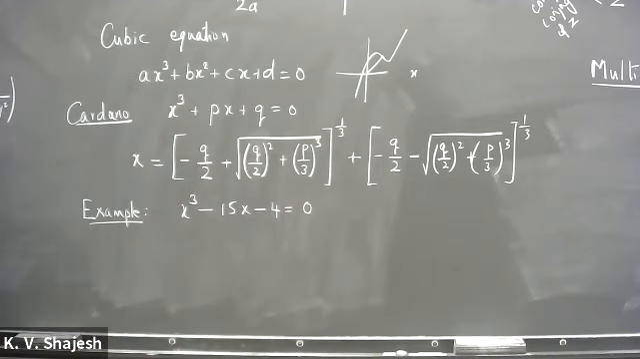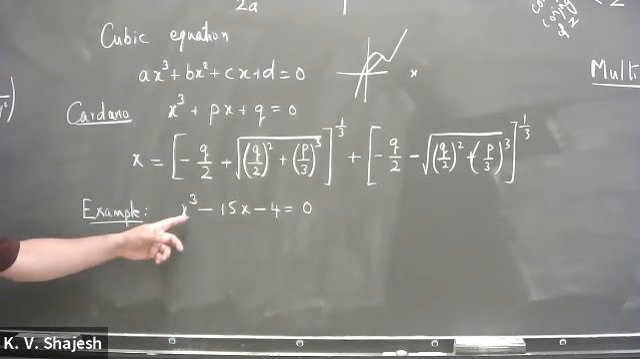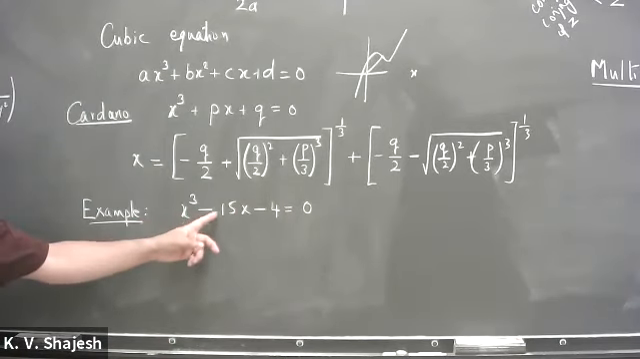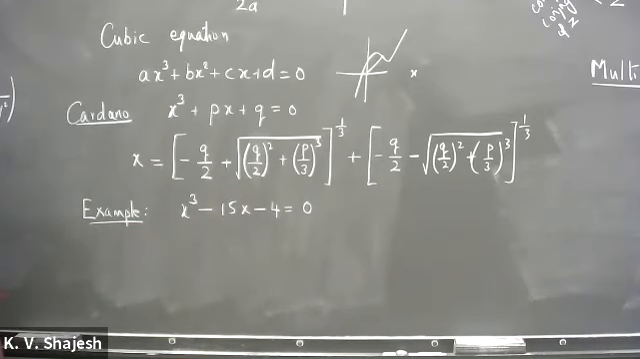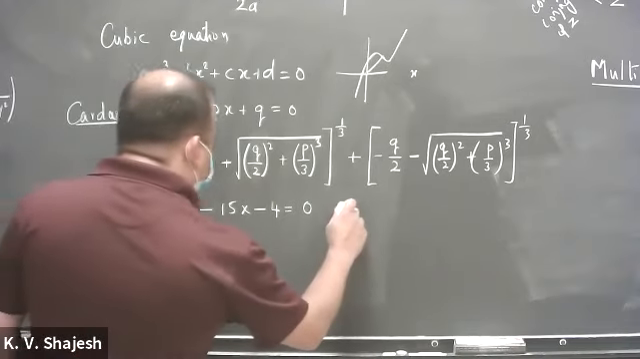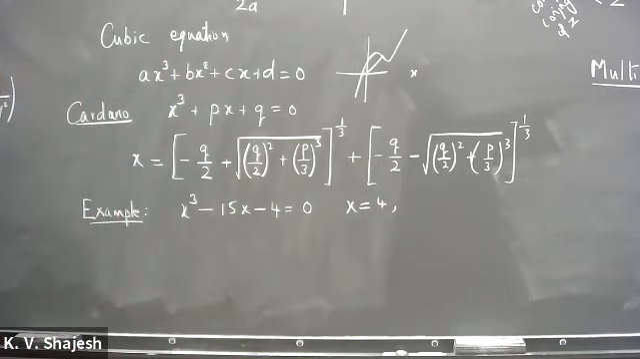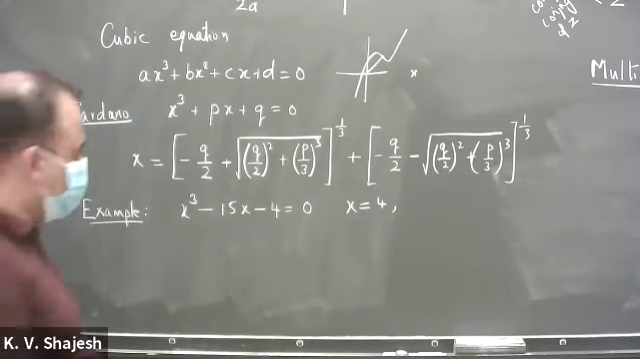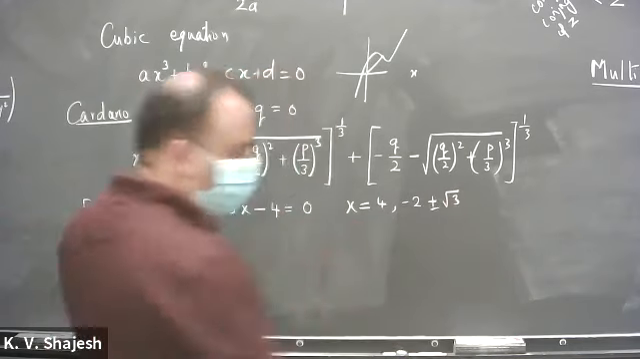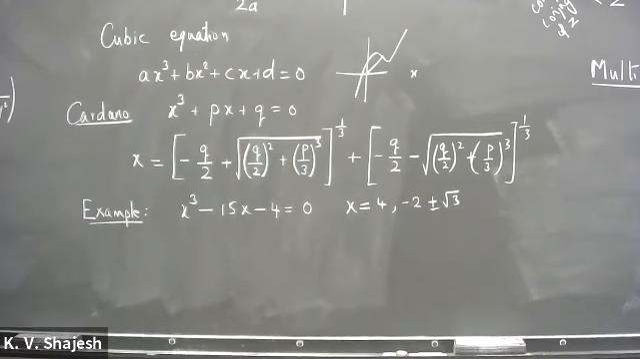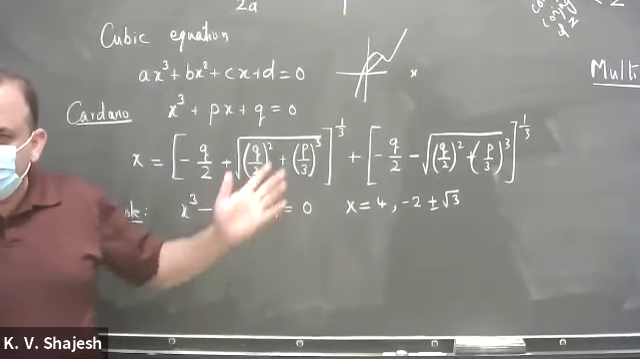Just by playing around with it, they knew that 4 is a solution: 4 times 4 is 16, 16 times 4 is 64, 15 times 4 is 60, and 64 minus 60 is 4. Just by guessing it, you know that x equal to 4 is a solution. It's a cubic, so it will have more solutions. So in fact, there are 2 more: minus 2 plus root 3, and minus 2 minus root 3. Those are your 3 solutions. Again, you can just substitute them in here and check.